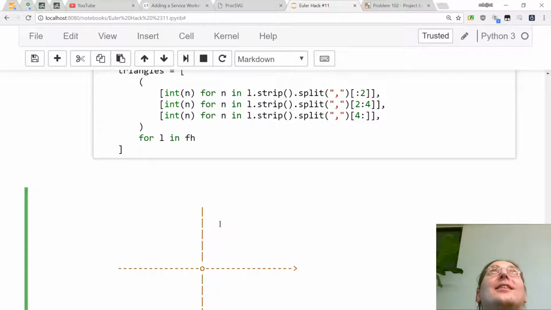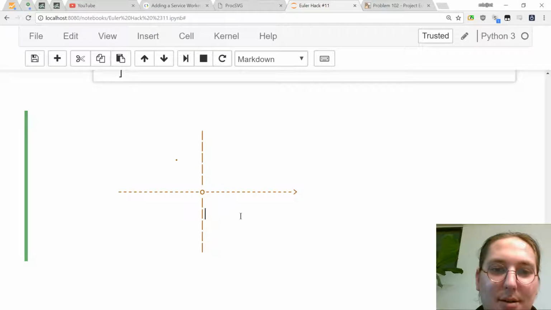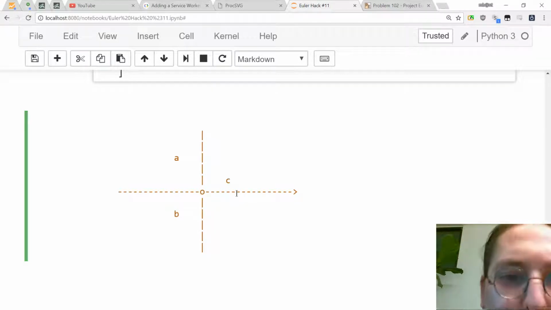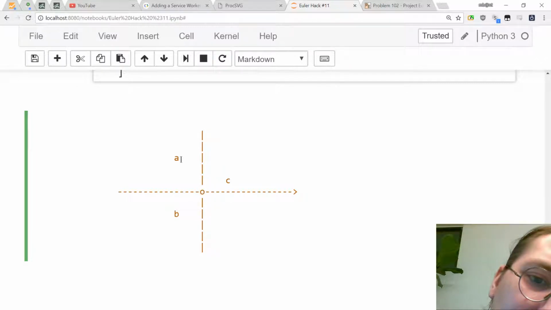How? Good. That's not bad. Origin, yeah. Let's take the first example: the distance from the origin to A, the distance from the origin to B, and the distance to C should always be smaller than the maximum distance between two points.